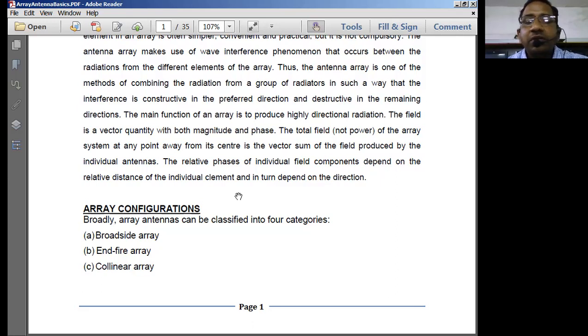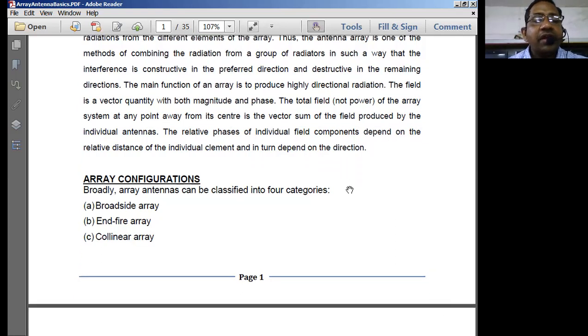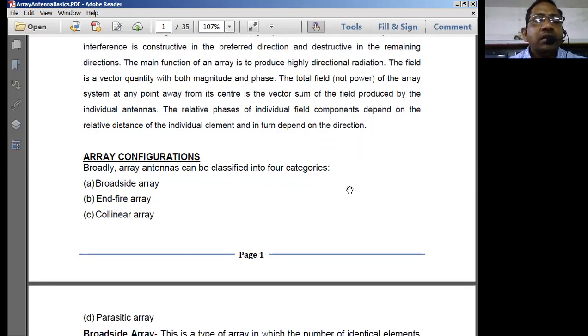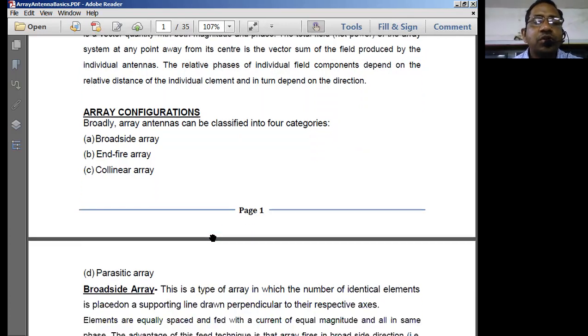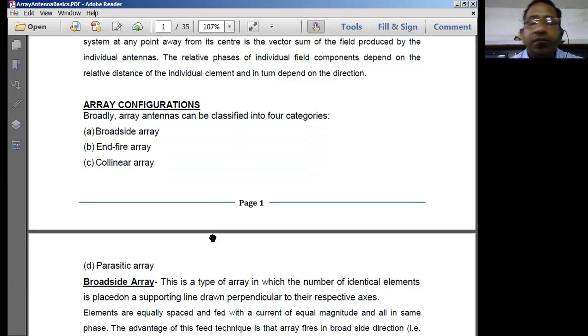So that is what is called relative distance. Therefore, the relative phases of the individual field components depend on what? The relative distance of the individual antennas, and in turn on the direction of the antennas as well. So the array of antennas can be classified into 4 categories. We discussed 2 types of antennas, the broadside array and the end fire array.